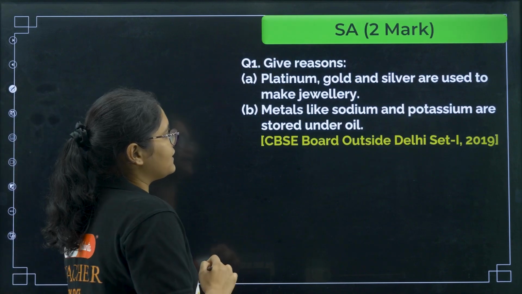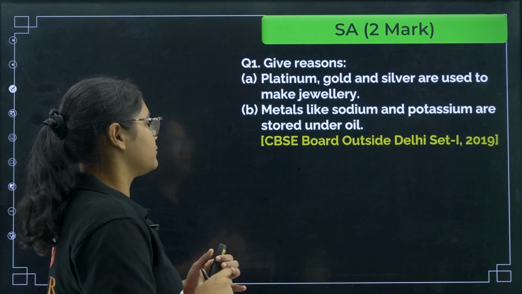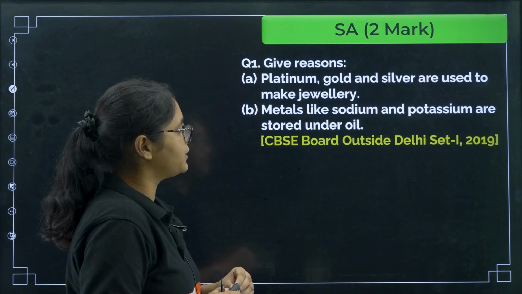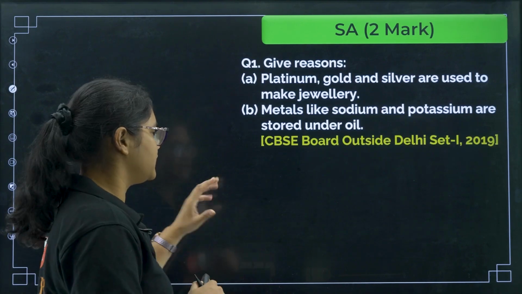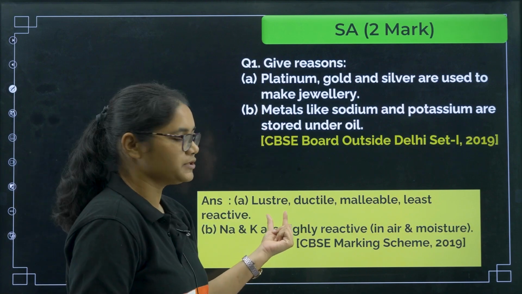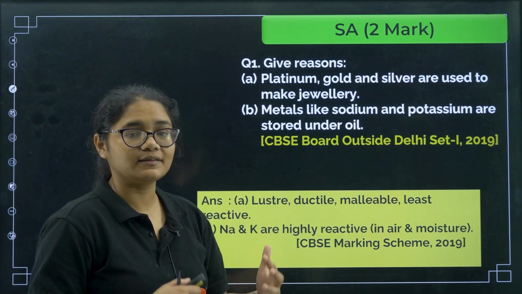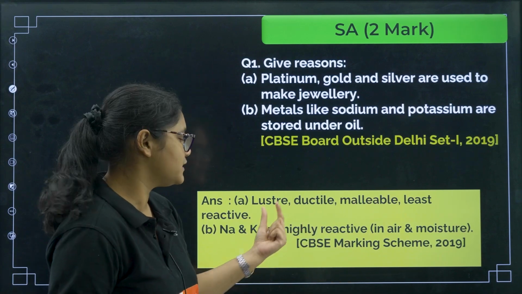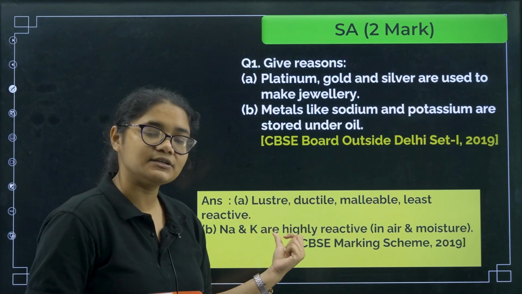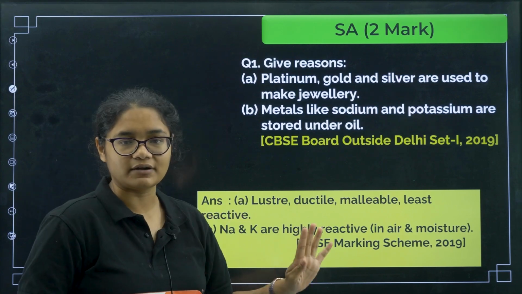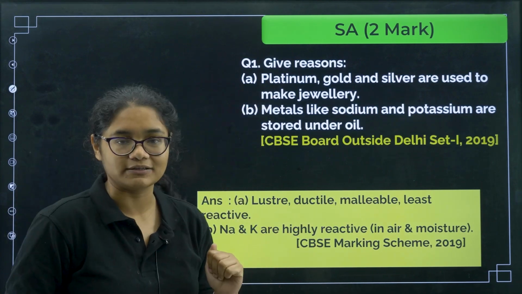Next, give reasons. So we are now going towards the 2-marker questions. Platinum, gold and silver are used to make jewelry. Very easy question. Because they are lustrous, ductile, malleable, and least reactive. So we can convert them to any shape, any design, because they are ductile and malleable. And lustrous, that is why they look beautiful, and they are very less reactive, they won't rust. So that is why we use these metals.